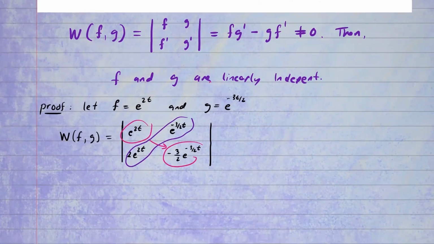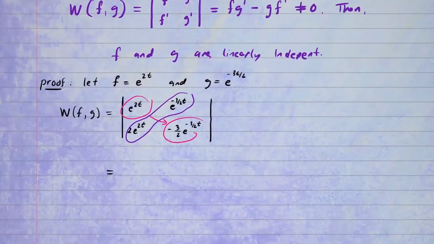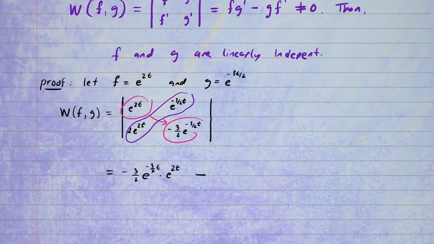So this is going to be equal to negative 3/2 e to the negative 3/2 t times e to the 2t. I'll combine their exponents in a little bit. Minus now the one that I drew in purple in diagonal. So that would be 2 e to the 2t times e to the negative 3/2 t. So that's how you perform this multiplication.